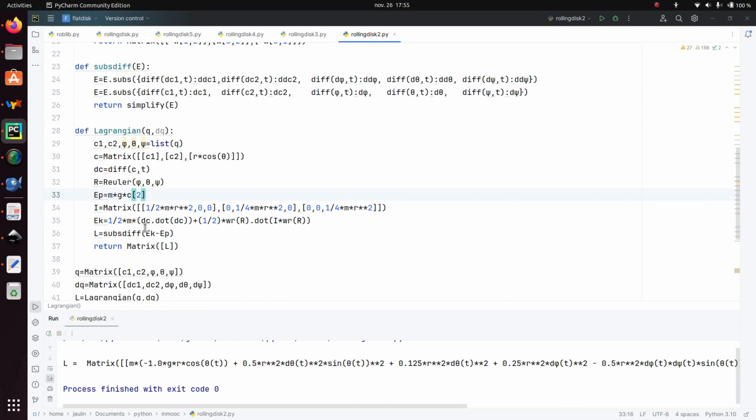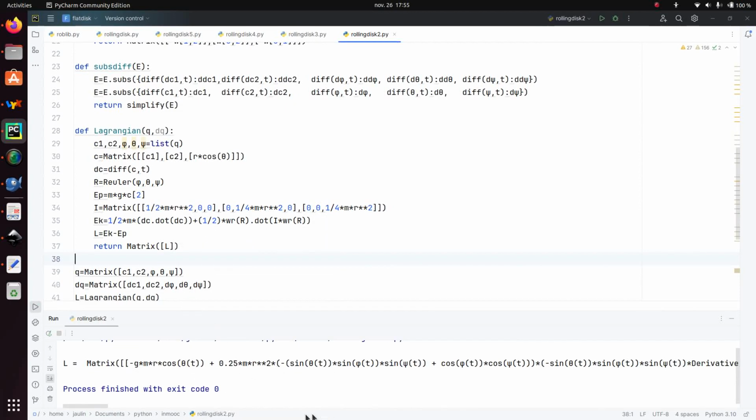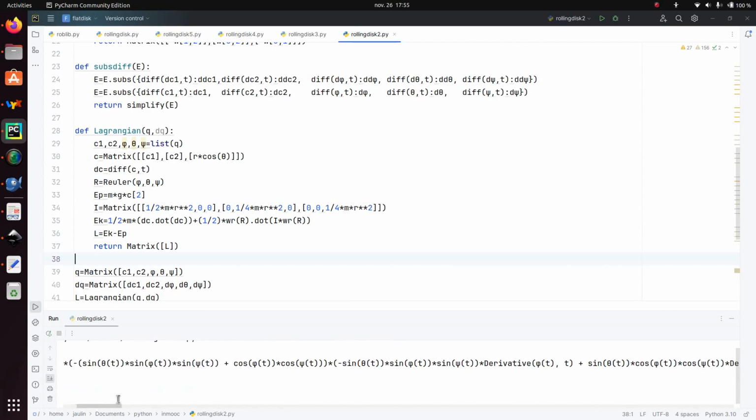If I don't put the substitution expression like this and I run it, I will observe that the expression contains something like the derivative of phi and so on, and I don't want this. I want to substitute this kind of expression by the variable dd phi, for instance.